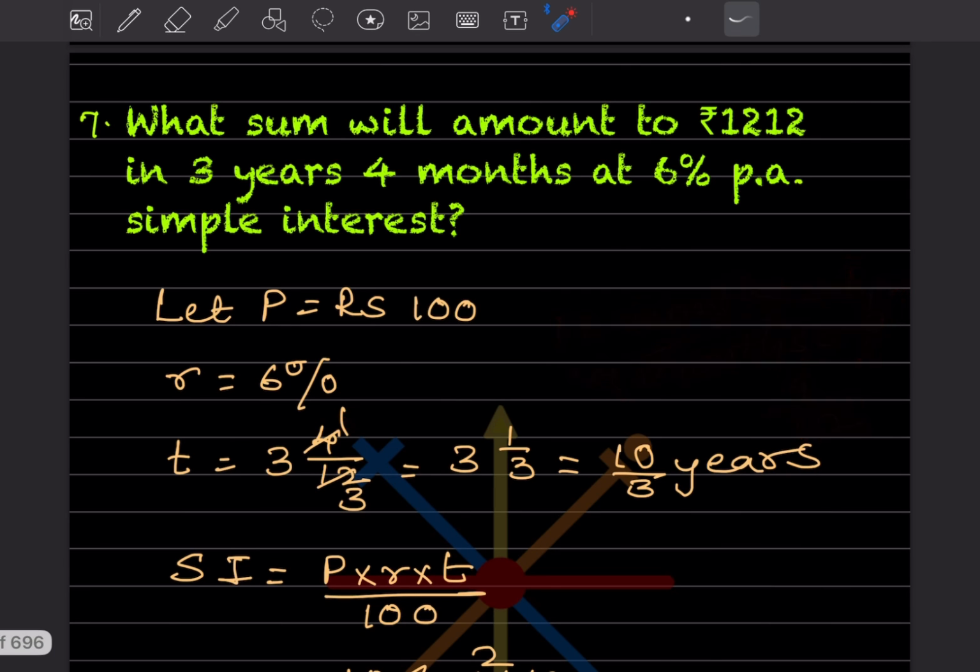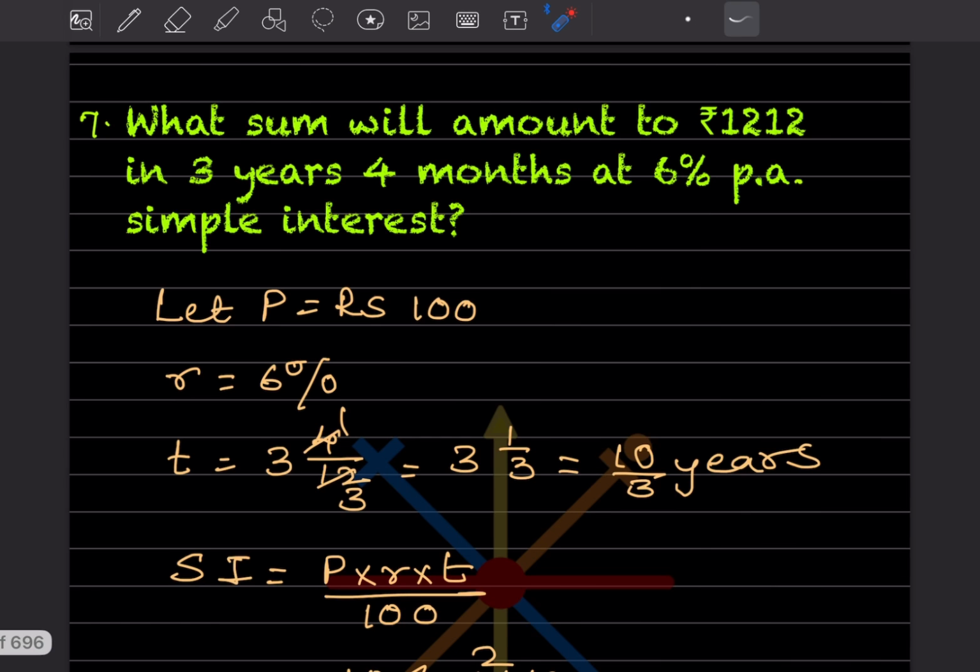So we can see here T is 3 years and 4 by 12. We can further simplify this as 1 by 3. So that will be 3 integers 1 by 3. This is a mixed fraction, so we'll make it improper, that will be 9 plus 1, that is going to be 10 by 3 years. So then this is easy for the calculation.